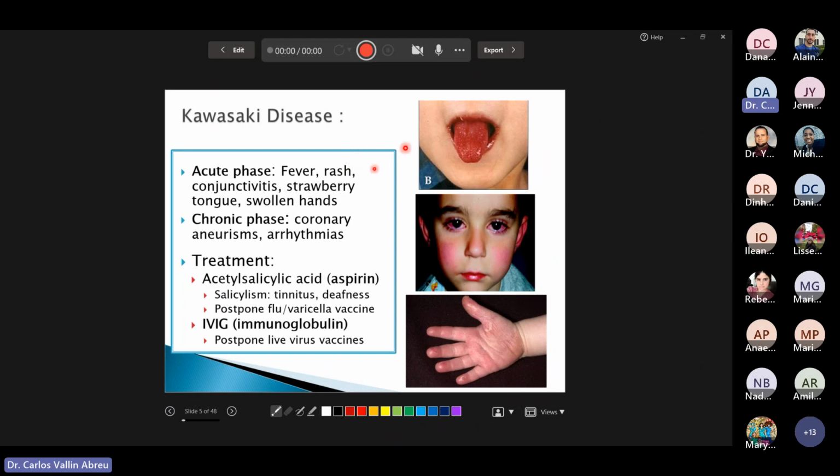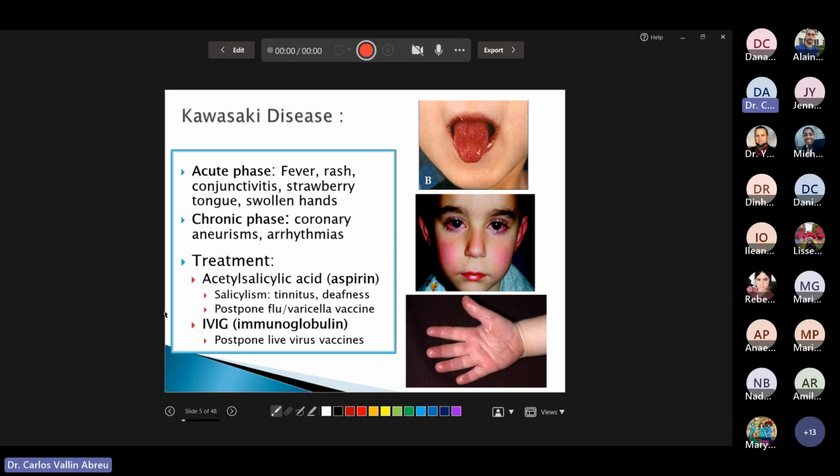But doctors know that this is not varicella. This is not flu. This is Kawasaki. And then they order high doses of aspirin. These high doses of aspirin are going to be taken for several weeks. It's not lifelong, several weeks. And later they are going to be discontinued.